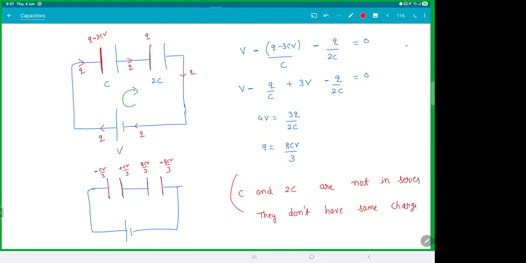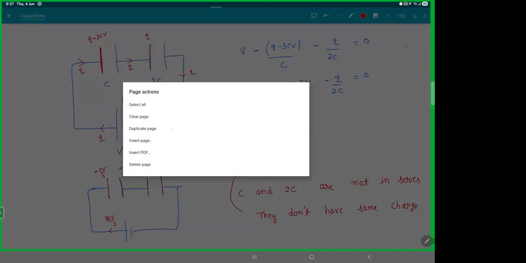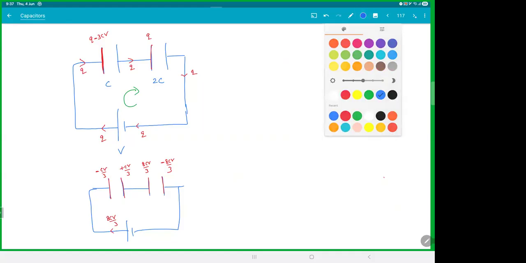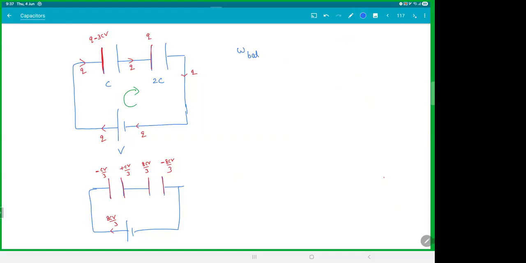Okay, so this thing gave 8CV by 3. We still have to find the heat produced. So this is a good question. If they ask you heat produced, it will be a good more than one choice question. What is the work done by battery? Work done by the battery is the charge flowing through the battery into voltage of the battery. That will be 8CV square by 3.